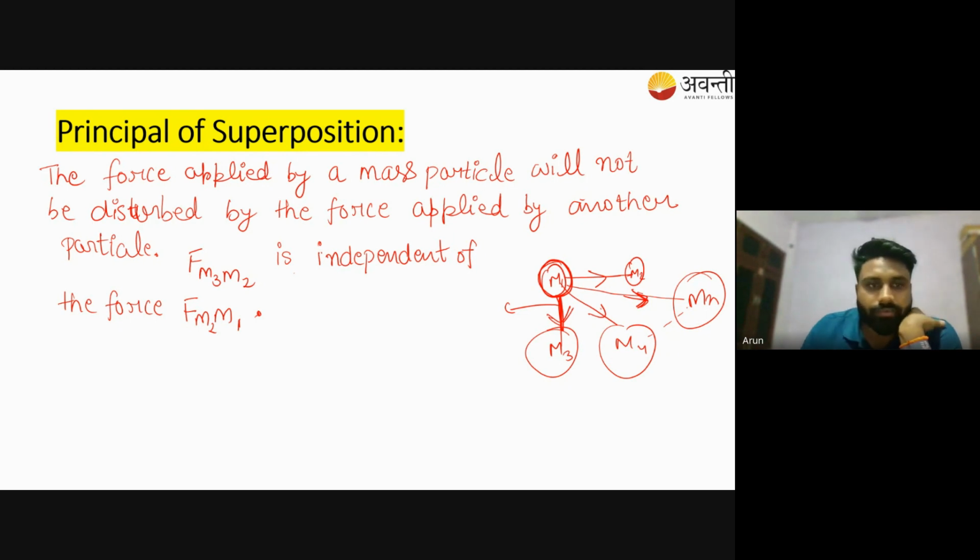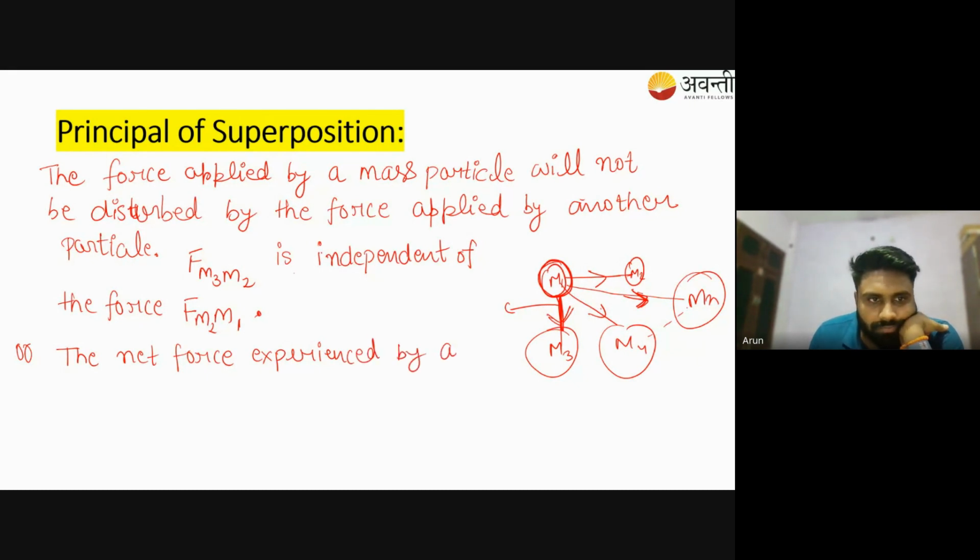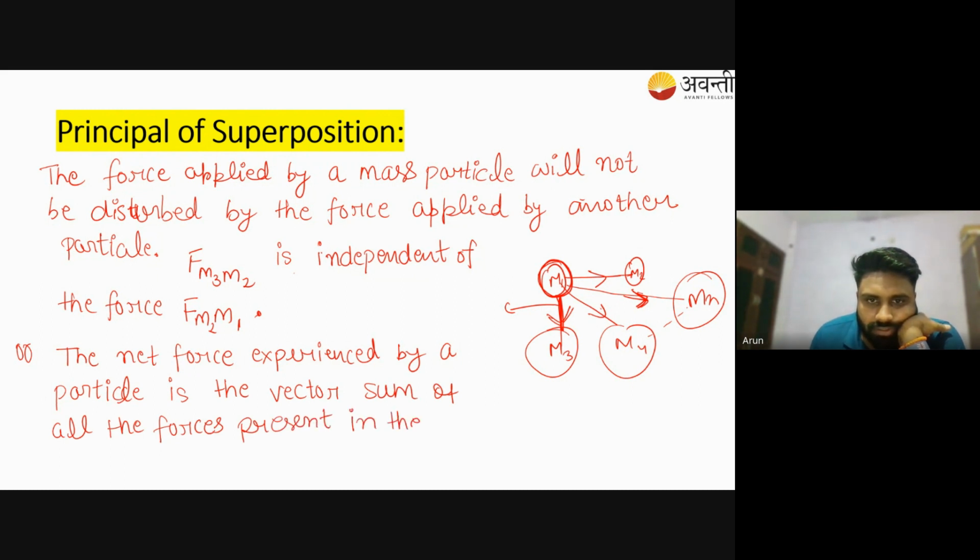Okay. The next statement of it, or you can say, the net force experienced by a particle is the vector sum of all the forces present in the system.